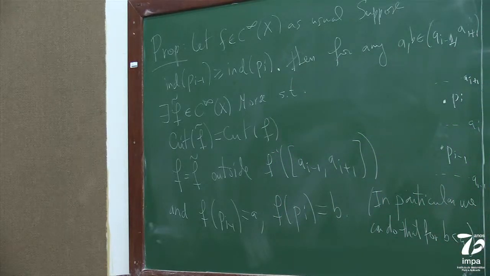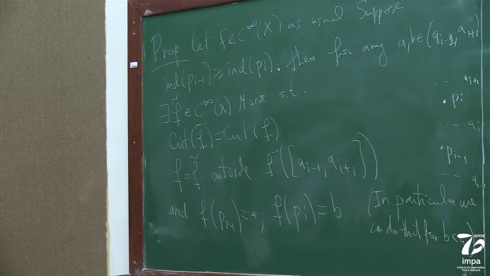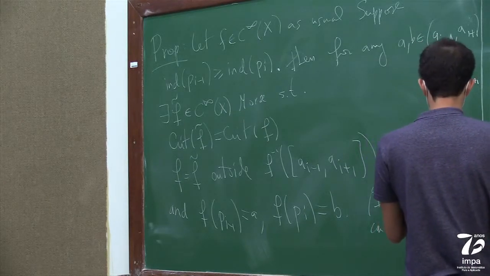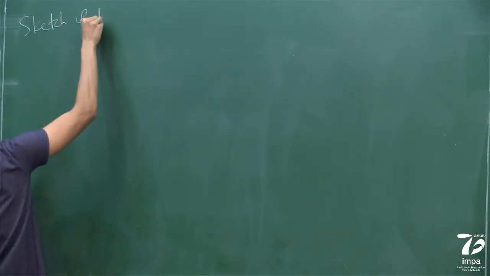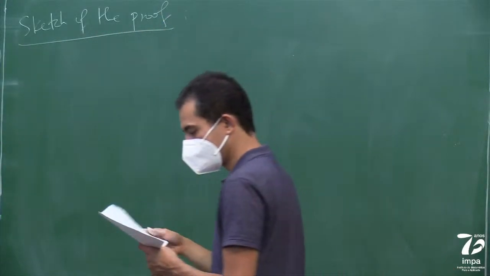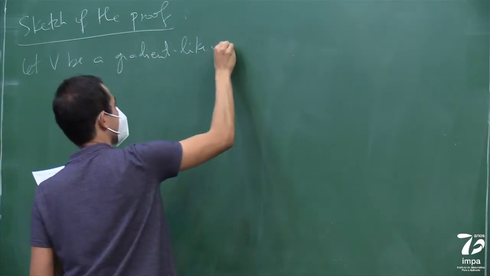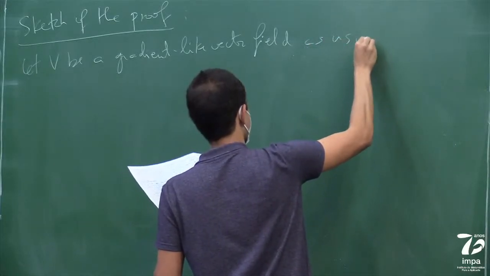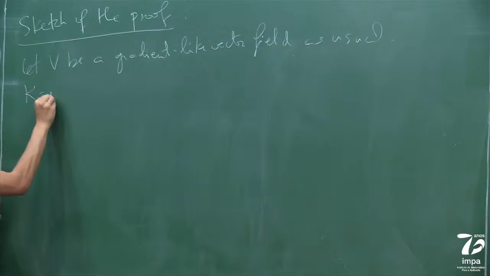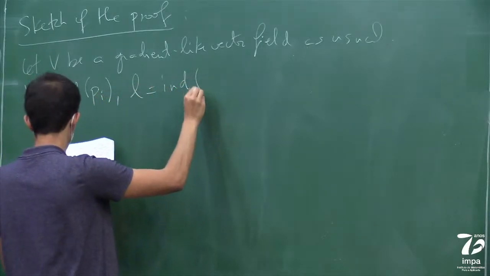All right, so let's prove this. I guess, a sketch of the proof. So, we take V to be a gradient-like vector field. As usual, let V be a gradient-like vector field. And let me call K the index of Pi, and L the index of Pi minus 1.